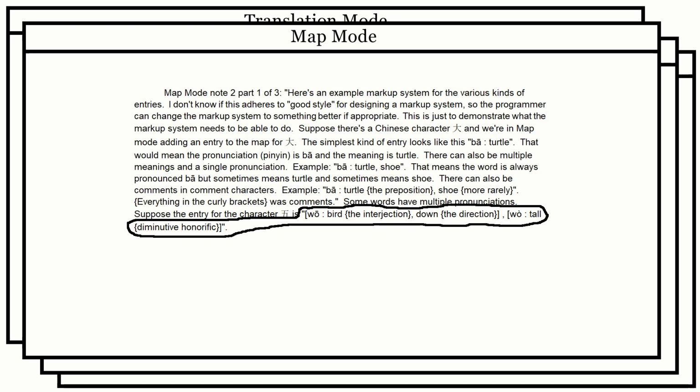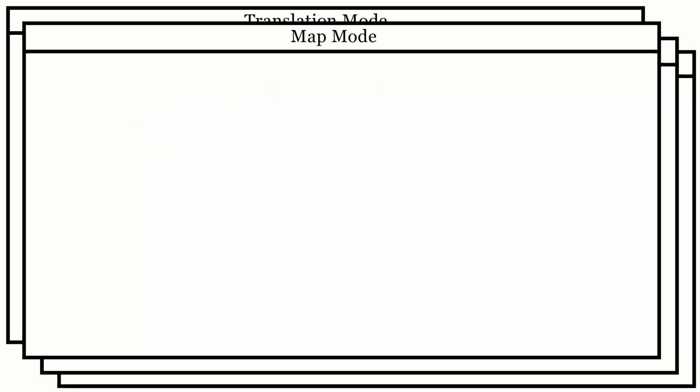So what this means, when the map entry says this, is that sometimes the pronunciation is wo, first tone, meaning bird, the interjection. Sometimes the pronunciation is wo, first tone, meaning down, the direction. And sometimes the pronunciation is wo, fourth tone, meaning tall, the diminutive honorific.